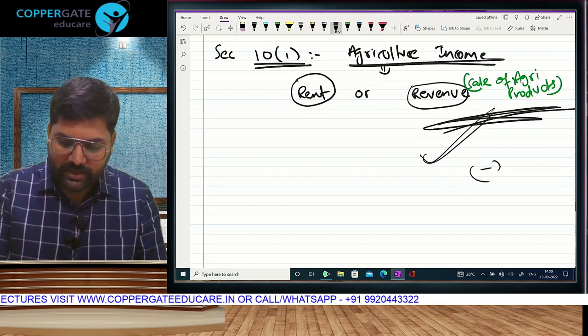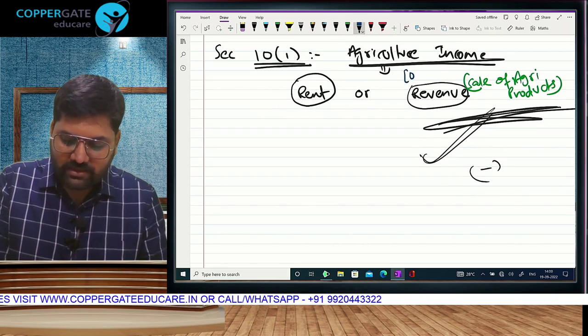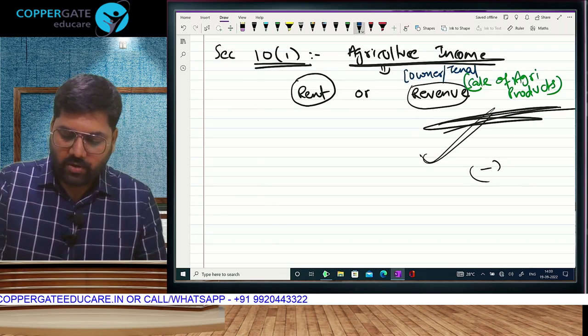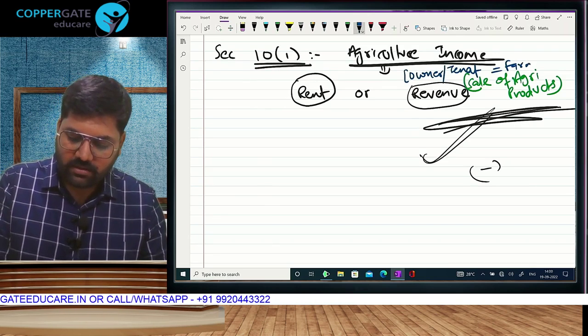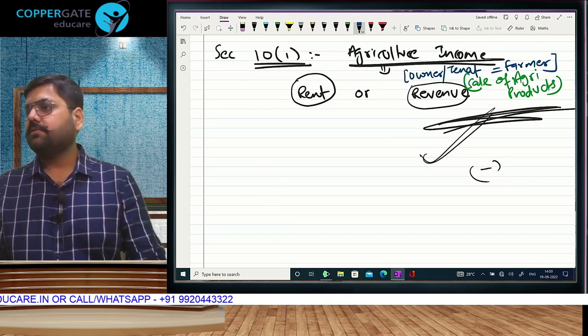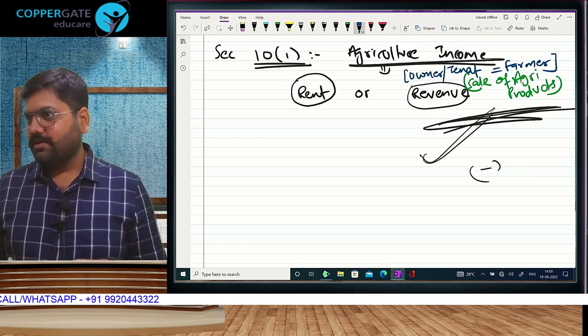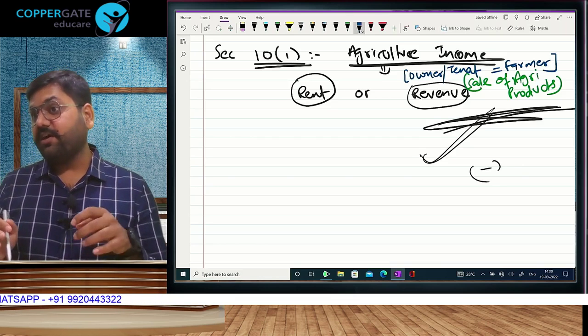So revenue can come to, can I say, the owner of the land or the tenant of the land, provided you are the farmer. In your language it is farmer. Income tax calls him agriculturist.